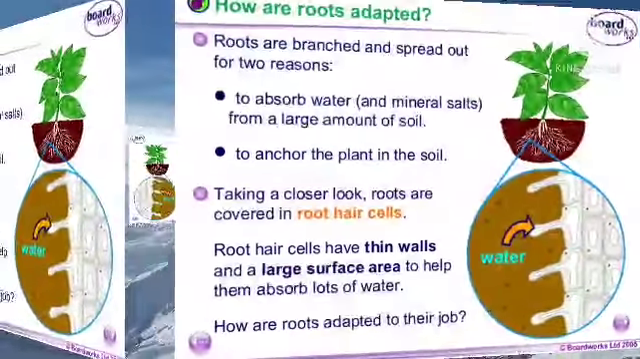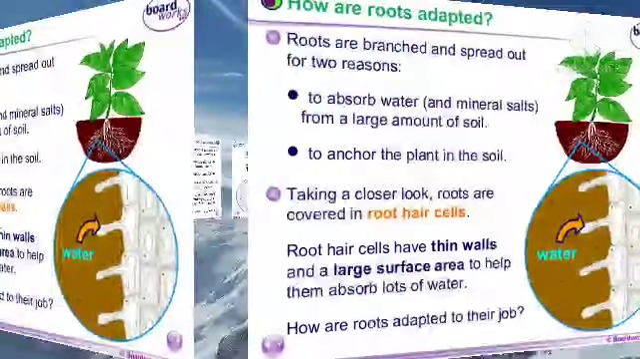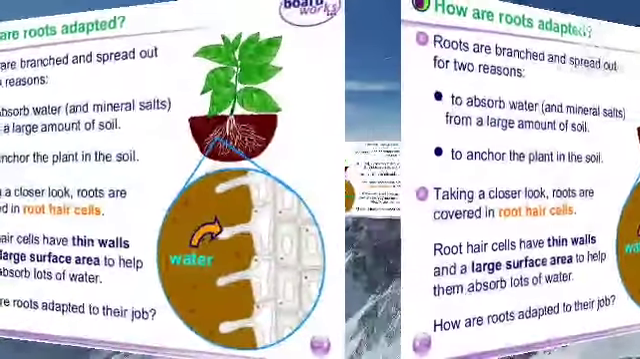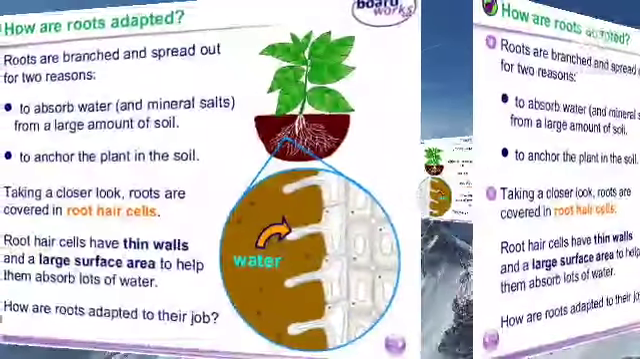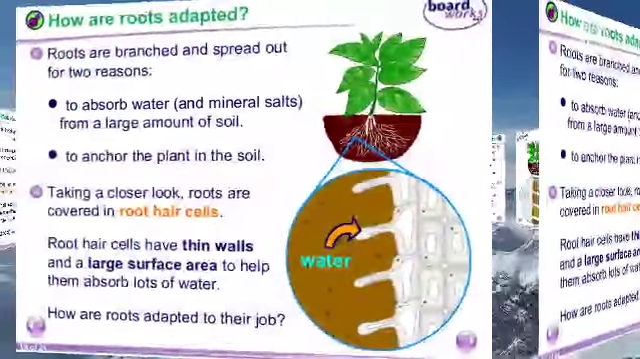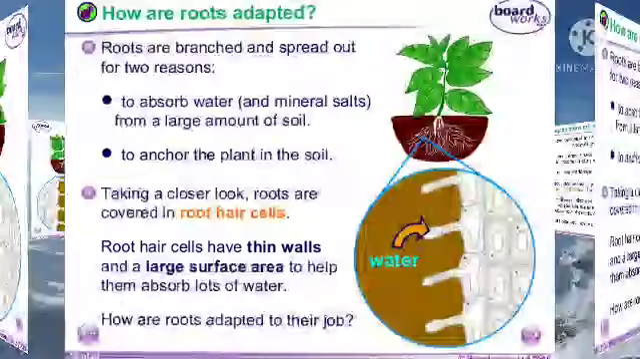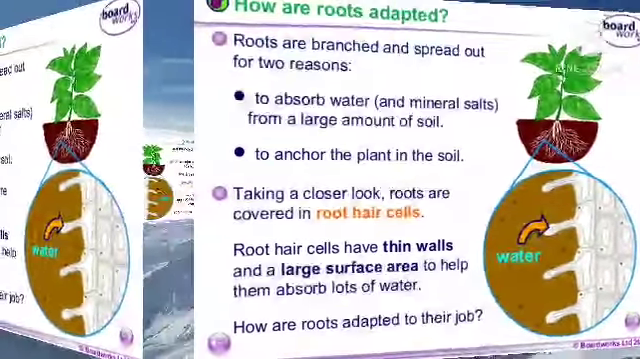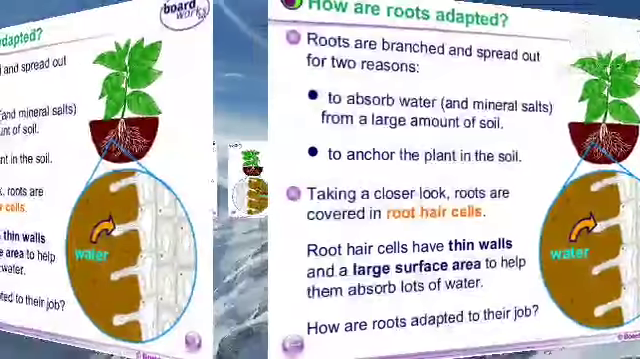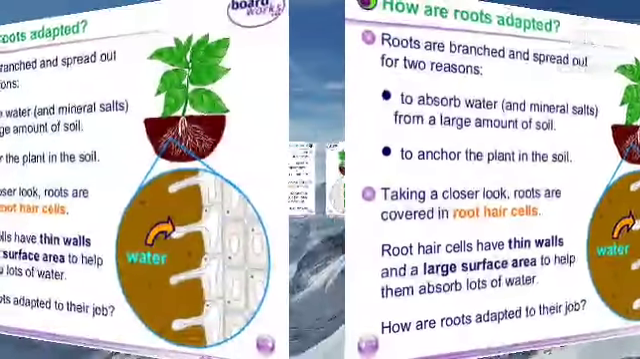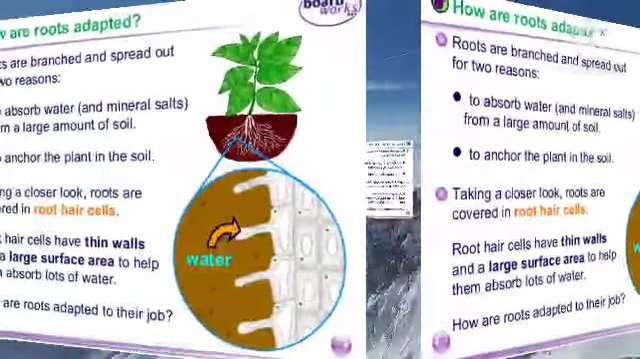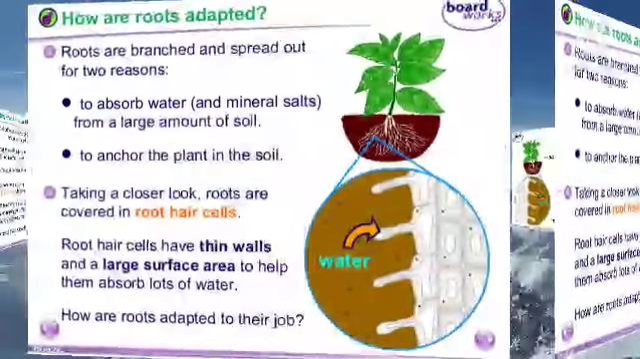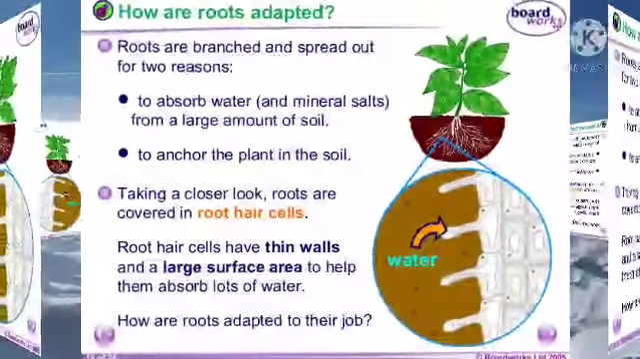Now we are going to start a new topic: how are roots adapted for absorbing water. We see everything is adapted according to its function, so the roots are also adapted according to their function. The first adaptation of the root is that it has a large surface area, as roots have to absorb water from distant places in the soil, so it has a huge surface area.